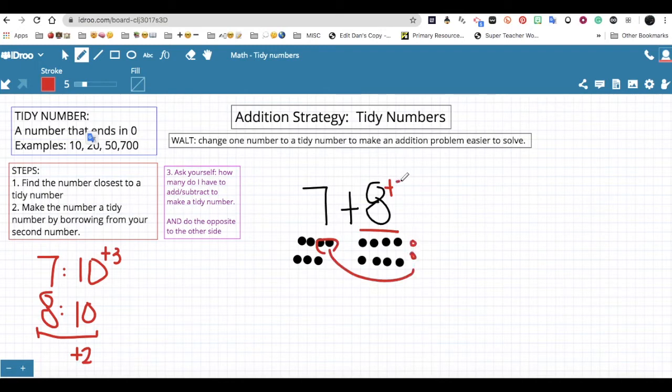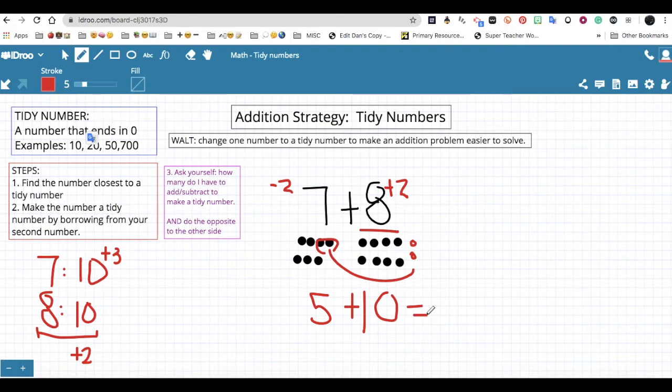So if I'm going plus 2 on this side, what do I have to do on this side? Take away 2. Okay, so now my problem is 5 plus 10.